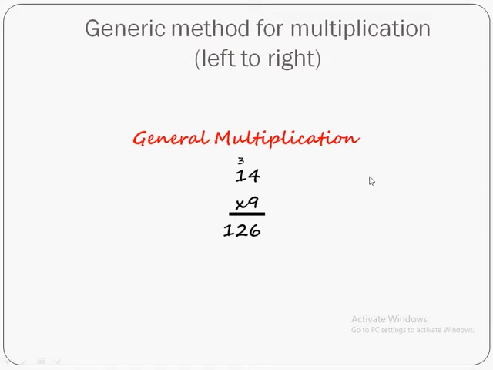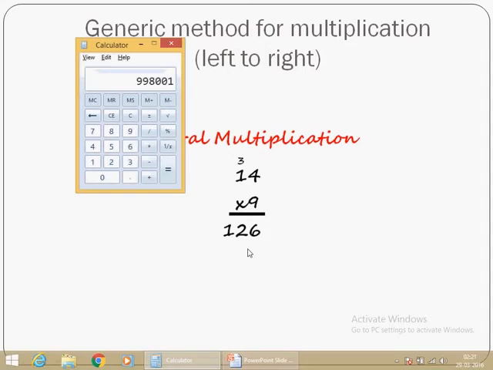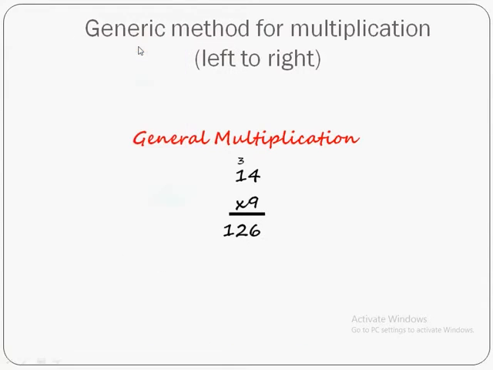Now we are coming to the generic method of multiplication again. What we generally follow is right to left. Like I have taken this example, 14 into 9. First we multiply 9 with 4, which gives 36, so we write 6 and carry the 3. Now I will multiply 9 with 1 and add this carry, which gives me 126, and this is my output for 14 into 9. So this is the general method we use.